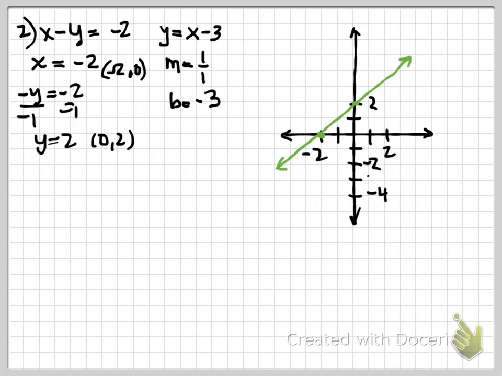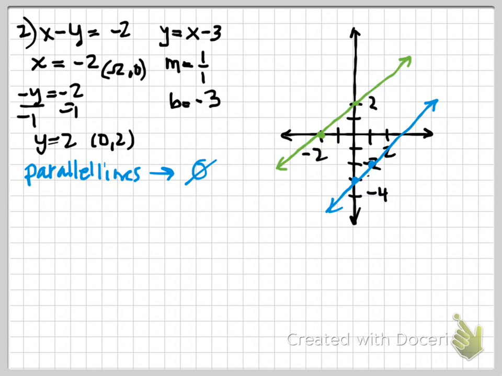Now the right equation I'll do in blue. I go to where y equals -3, and then I rise 1 and to the right 1. And what you see is those lines are parallel and they will not cross. So parallel lines, we can say no solution.